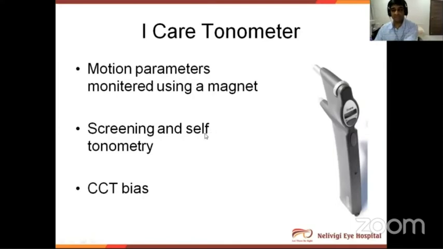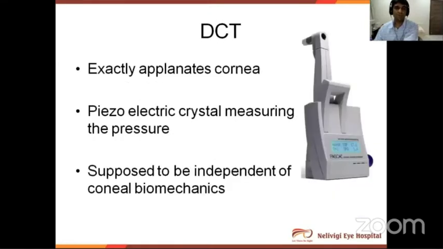The Icare tonometer is especially helpful. This is called the rebound tonometer. This is especially helpful in the pediatric age group where we want to measure the intraocular pressures. The dynamic contour tonometer uses a piezoelectric crystal to measure the pressure and is supposed to be independent of the corneal biomechanics. So this needs a lot of investigation and development is going on, and probably in future this may be one of the more reliable tonometers we get.